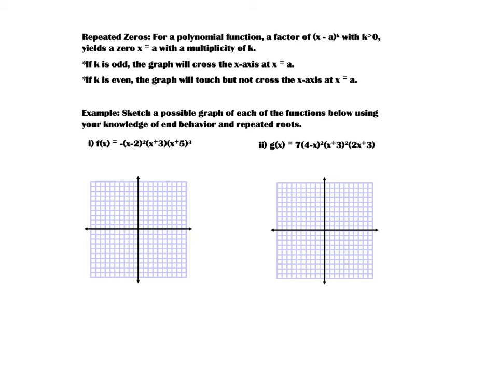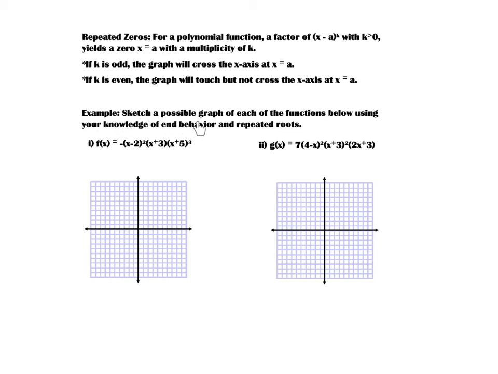All right, so repeated zeros or repeated roots, those two are synonyms. For a polynomial function, a factor of x minus a to the k power with k greater than 0 yields a 0 of x equals a with multiplicity k. Okay, that's a mouthful. But if k is odd, the graph will cross the x-axis. If k is even, the graph will touch but not cross, like we saw in the last example.